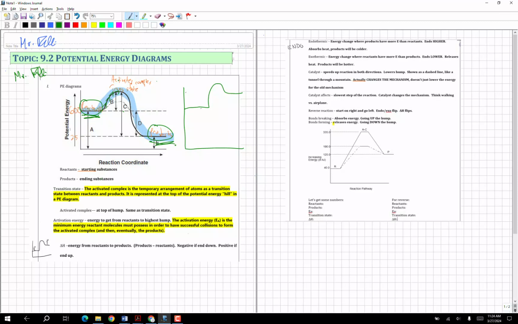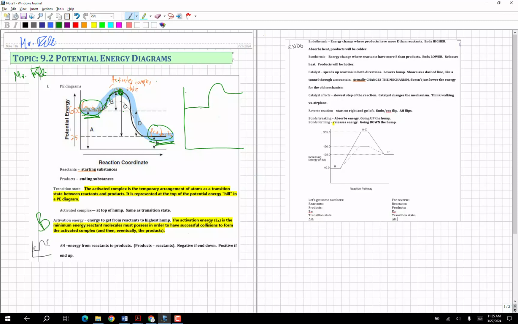Your transition state is this right here. The transition state, also known as the activated complex, is the temporary arrangement of atoms between reactants and products. It is represented at the top of the potential energy hill in a PE diagram. It is a point. The activated complex is at the top of the hump, same as a transition state.